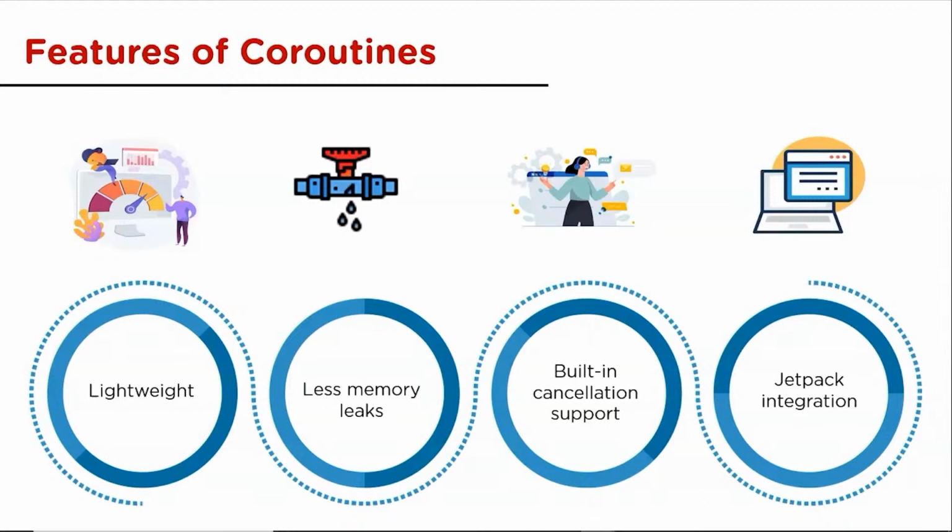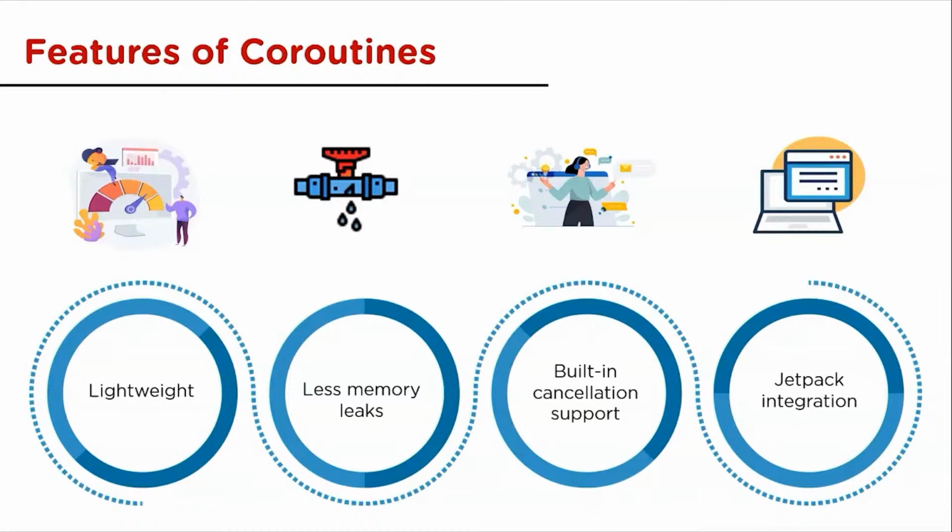Now moving on to the last feature, that is Jetpack integration. There are many libraries of Jetpack that provide support for coroutines. For example, Android KTX is a set of Kotlin extensions that provide Android platform and other APIs, etc. The Jetpack is basically a collection of Android development components that helps in building Android apps and making complex things simple and easy. These were some features of coroutine.